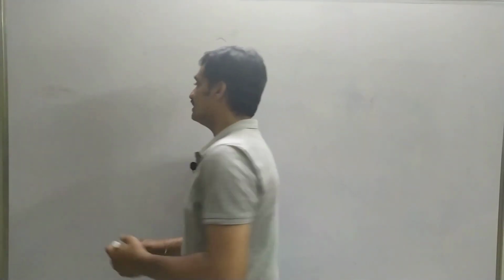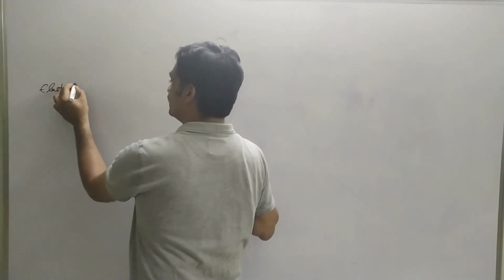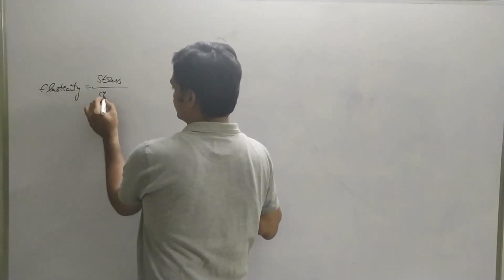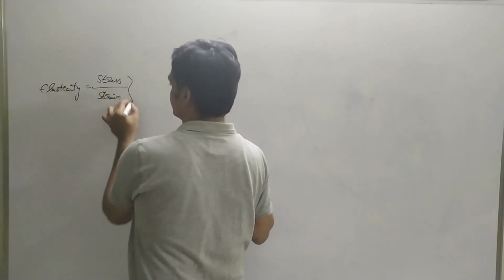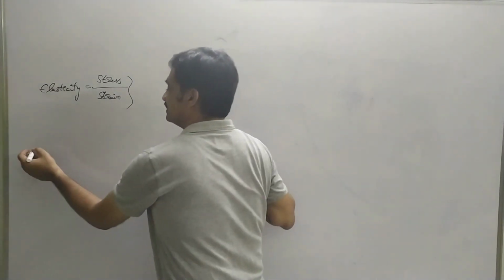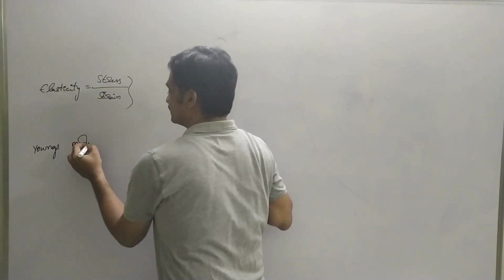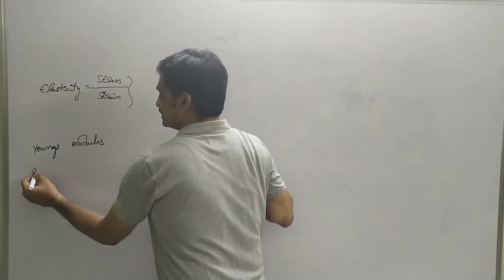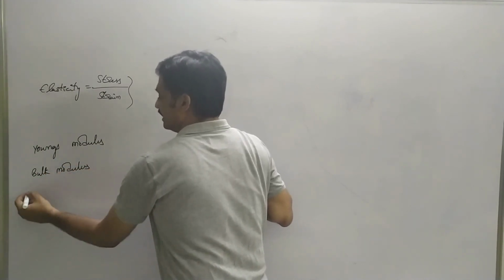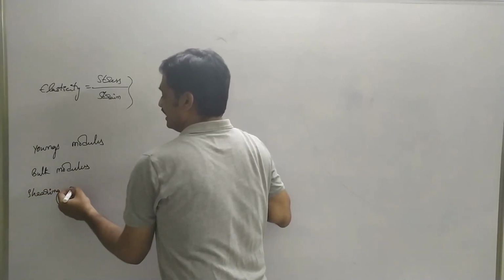Let's start this topic. We know that the modulus of elasticity is represented as the ratio of stress by strain. And this modulus of elasticity is classified into three types based on the elongation, and they are represented as Young's modulus, the second one is bulk modulus, and shearing modulus, and we can also represent it as rigidity modulus.